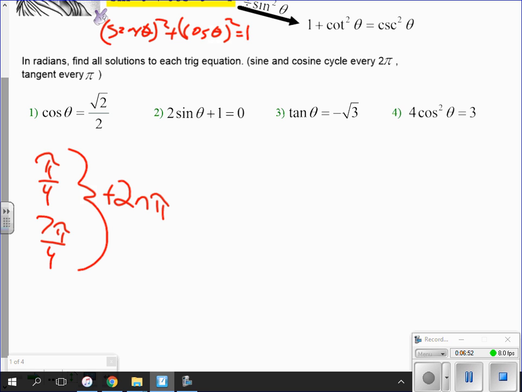Any integer value times 2 pi added to either one of these will give me every single possible angle where I take the cosine of and get root 2 over 2. I have listed an infinite number of answers. Every single possible solution is here. Why don't we put the n in front of the 2 pi? Standard operating procedure: numbers and variables go before pi. It's just the way you list things.